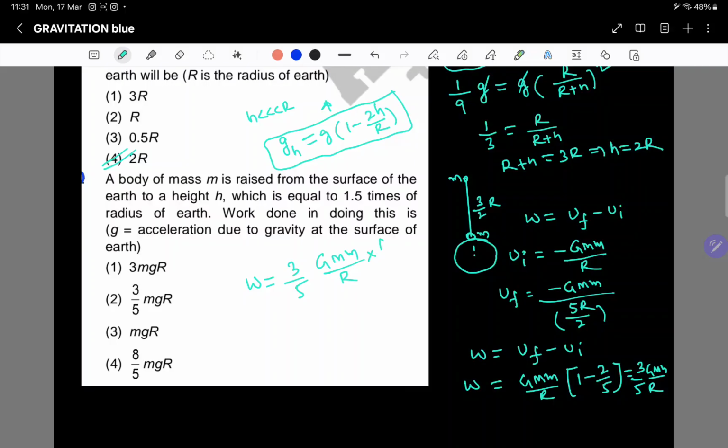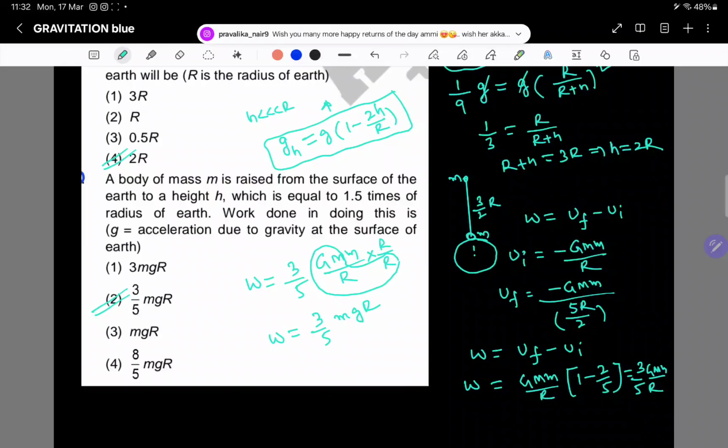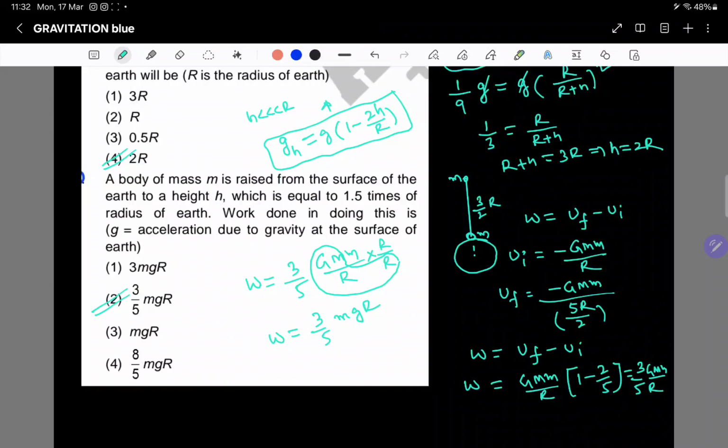So work done W equals 3 by 5 G capital M small m by R. This equation multiplied and divided by R, students. So GM by R square is nothing but small g. In terms of small g, it is given as 3 by 5 times mgR, students. It is given in the second option. Okay, so work done equals change in potential energy in this case.